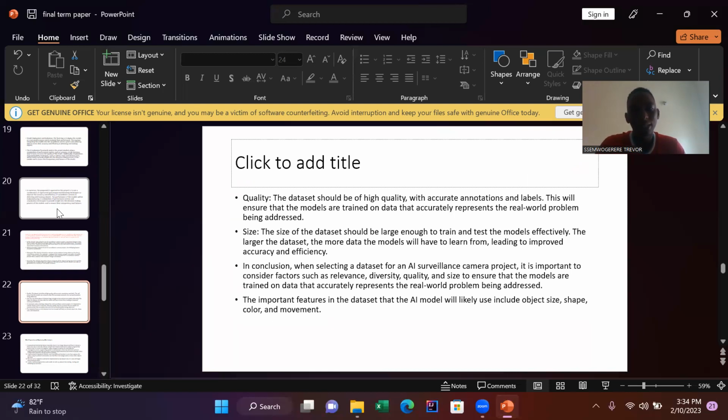Quality, then the size. So we can conclude by saying that when selecting a dataset for an AI, it is important to consider factors such as those mentioned above to ensure that the models are trained on data that accurately represents the real-world problem being addressed.